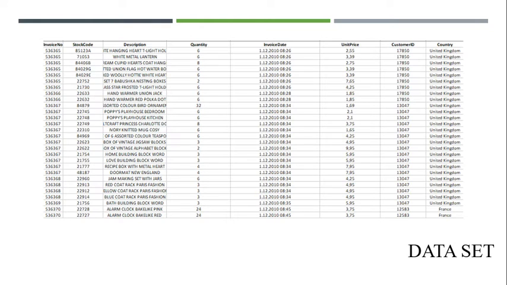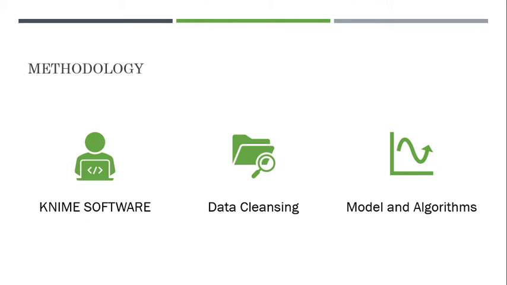Description is basically the title of the product. Quantity is the quantity for each product purchased by the customer. Invoice date is the exact time and date of the receipt of this product. Unit price is the price of each unit of a product. Customer ID is a unique number to define each customer, and country is the country of the customer who has made this purchase.